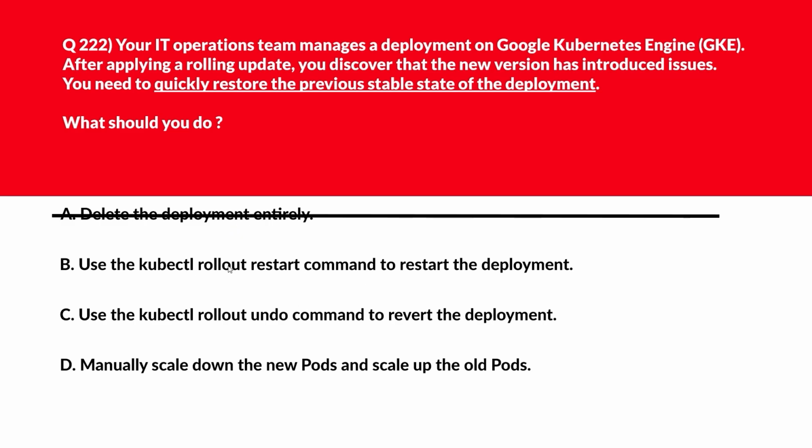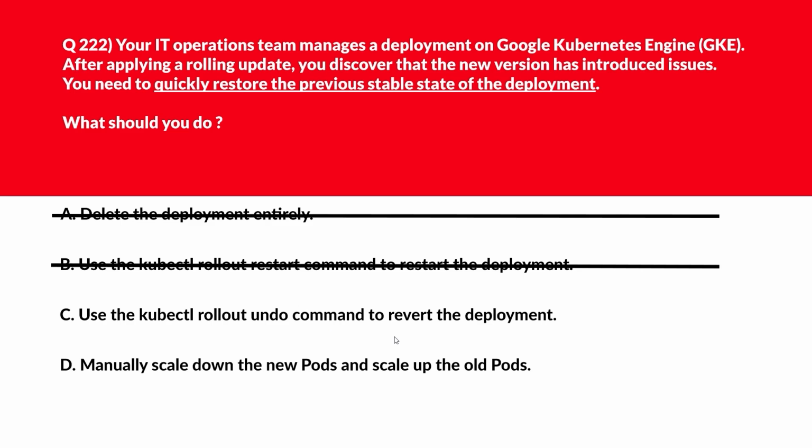Option B, kubectl rollout restart only restarts pods with the current configuration. It doesn't restore the previous version. Wrong answer. We'll move to C. C says use the kubectl rollout undo command to revert the deployment. Kubectl rollout undo reverts the deployment to the last stable revision, ensuring a fast rollback without manual intervention.